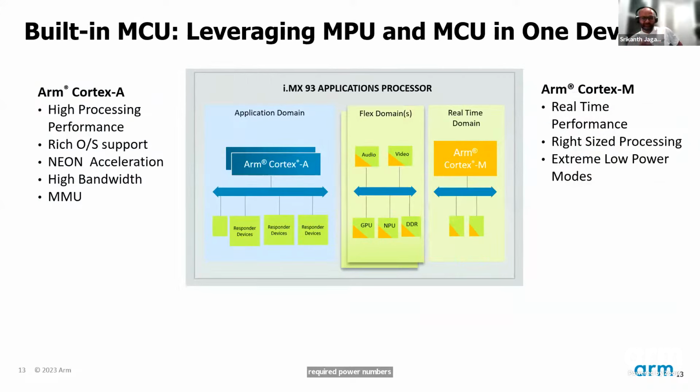The other important thing, as I mentioned, is that apart from the A55, the M33 core is very critical to enable customers to go after low power, because as you may know, the A55 provides high performance, but it also comes with additional power that is required to run the A55 to achieve the high performance. On the other hand, the M33 is much more optimized for power, but obviously gives you lower performance.